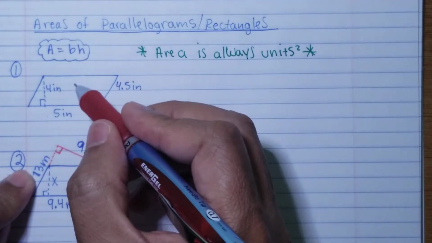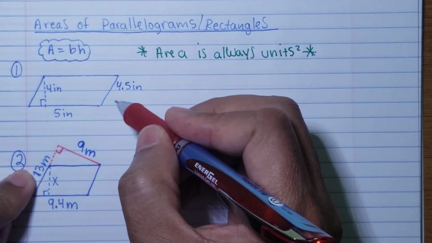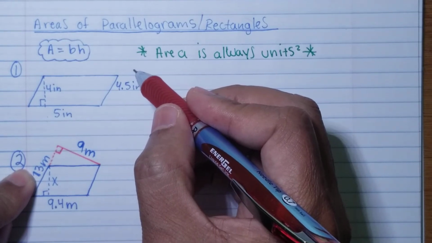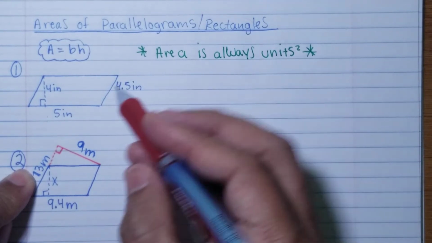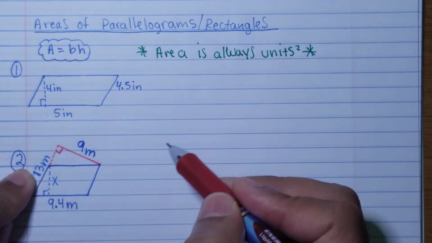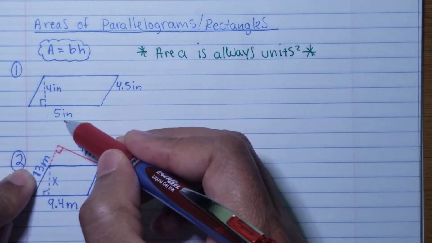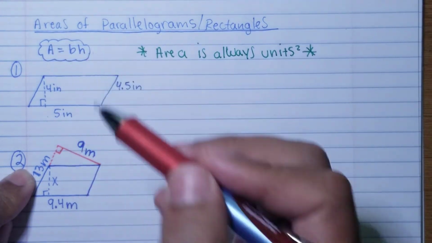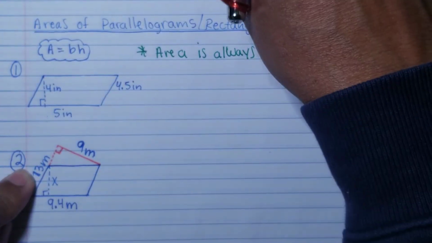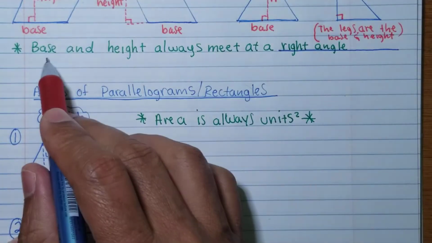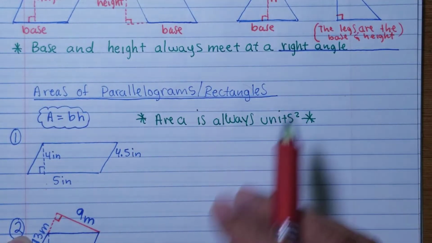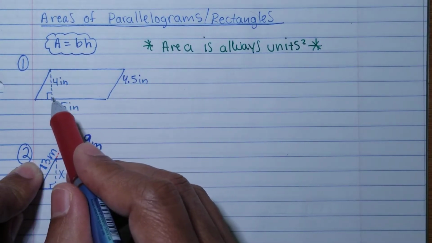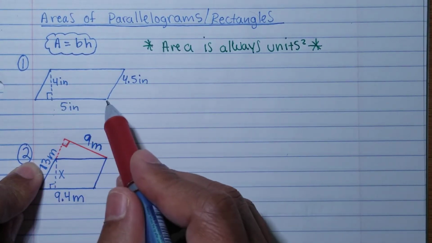All right, so let's go over this example here. Whenever you have a problem, even in real life, you're gonna have to be able to separate the information that is helpful and the information that is not helpful. Okay, so in this case, notice you have 3 dimensions. Okay, so you have this one is 4, this one is 5, and that's 4.5. But the question is, which is the base and which is the height? Now, don't forget what I said here. The base and the height always meet at a right angle. So there's a right angle here. So that means this is the height of this parallelogram, and this is the base.